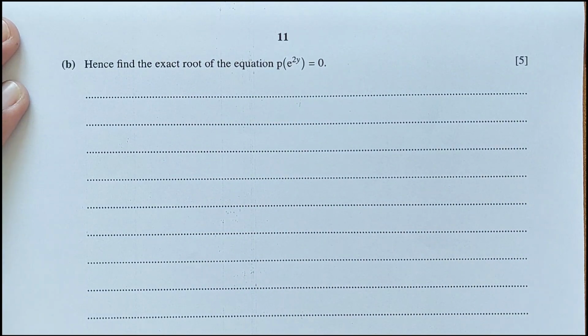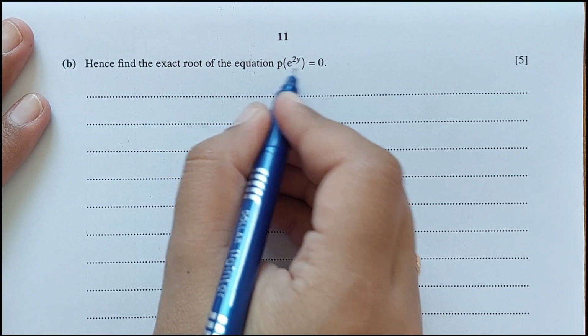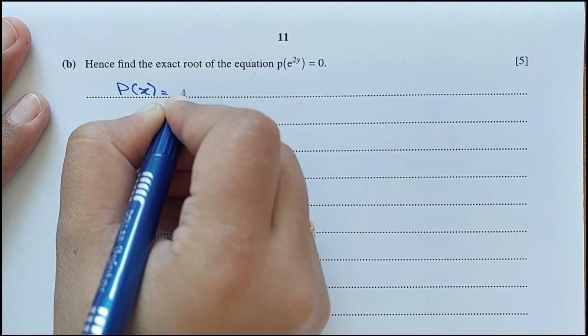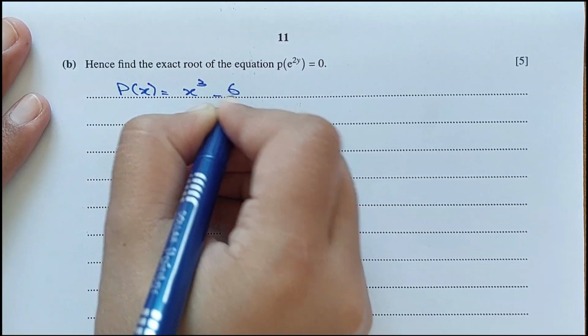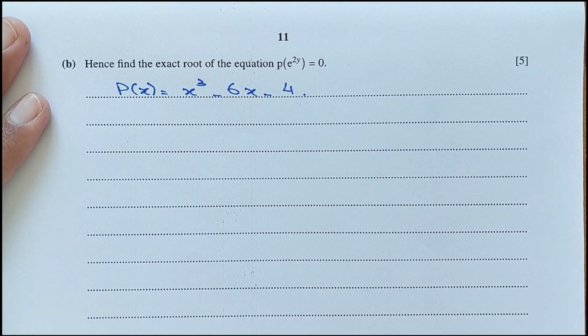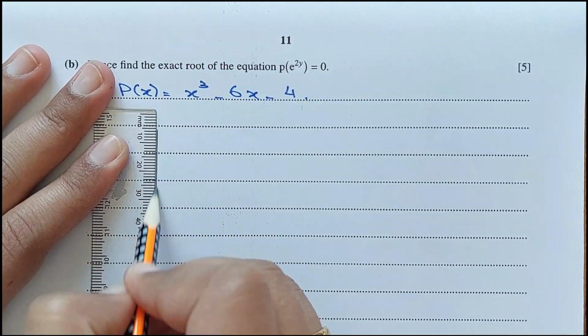Now for part b, hence find the exact roots of the equation p of e to the power 2y equals 0. So first we have to put p of x, which is x cubed minus 6x minus 4, right? We know that x plus 2 is a factor. So let me use synthetic division here and find out the other two roots.